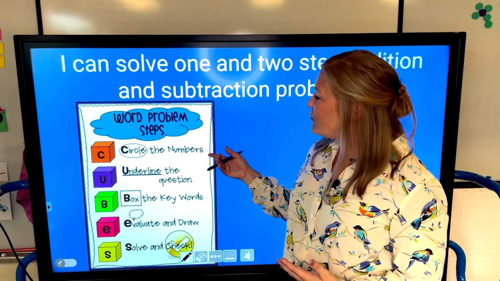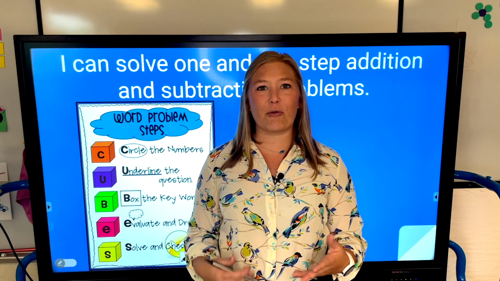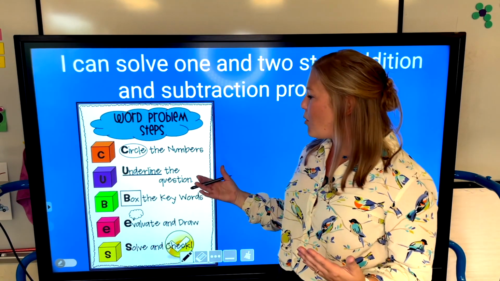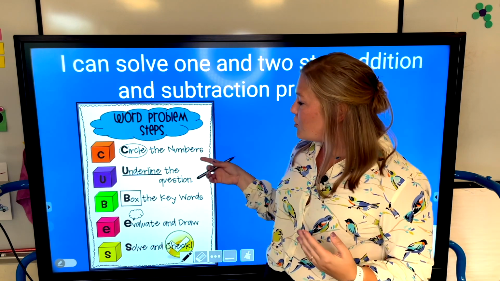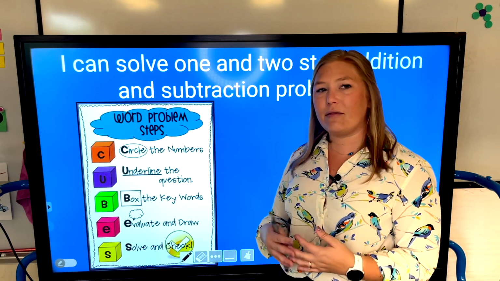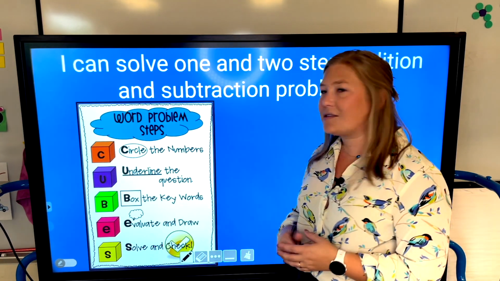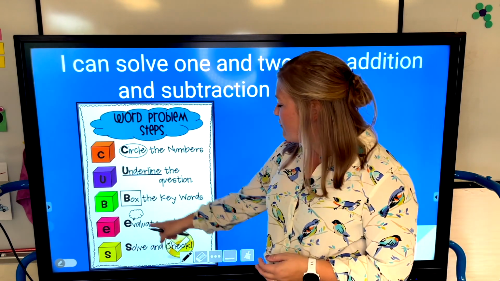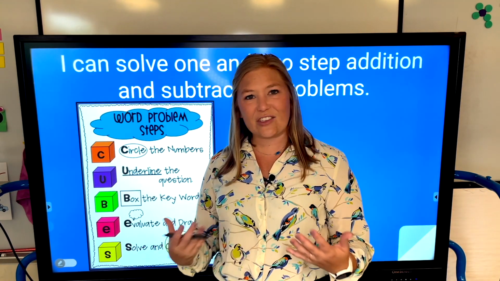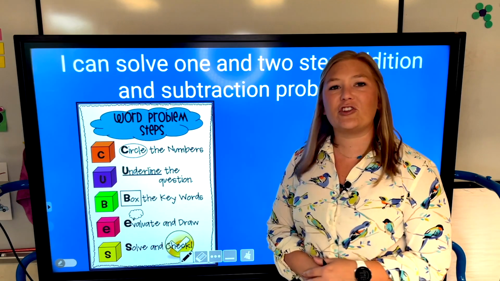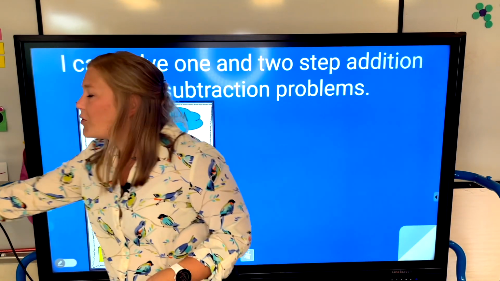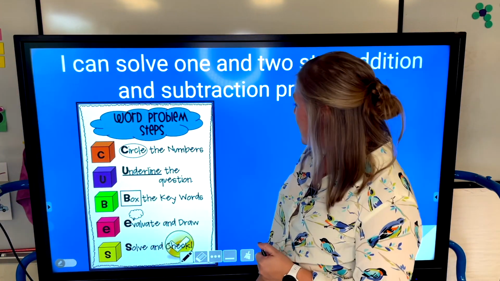So when we first start our word problem, we can go through and circle the numbers or other important parts. So we might circle the numbers, we might underline the question, box the keywords, evaluate and draw, so basically to solve, and then we're going to solve and check our problem. So let's do a really quick, easy example here today.